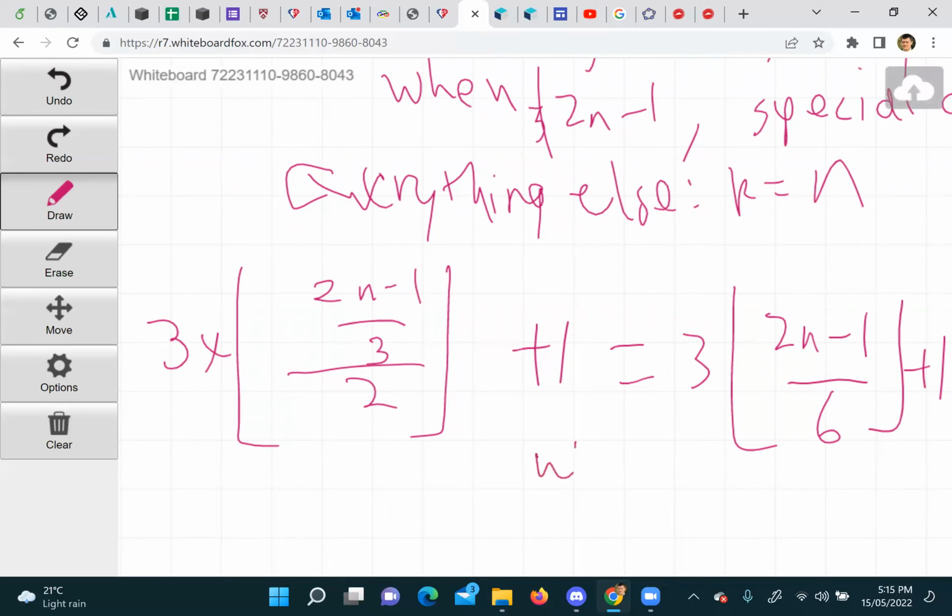So that's for when 3 divides 2n minus 1. Okay, so that is the answer. That is question 2.